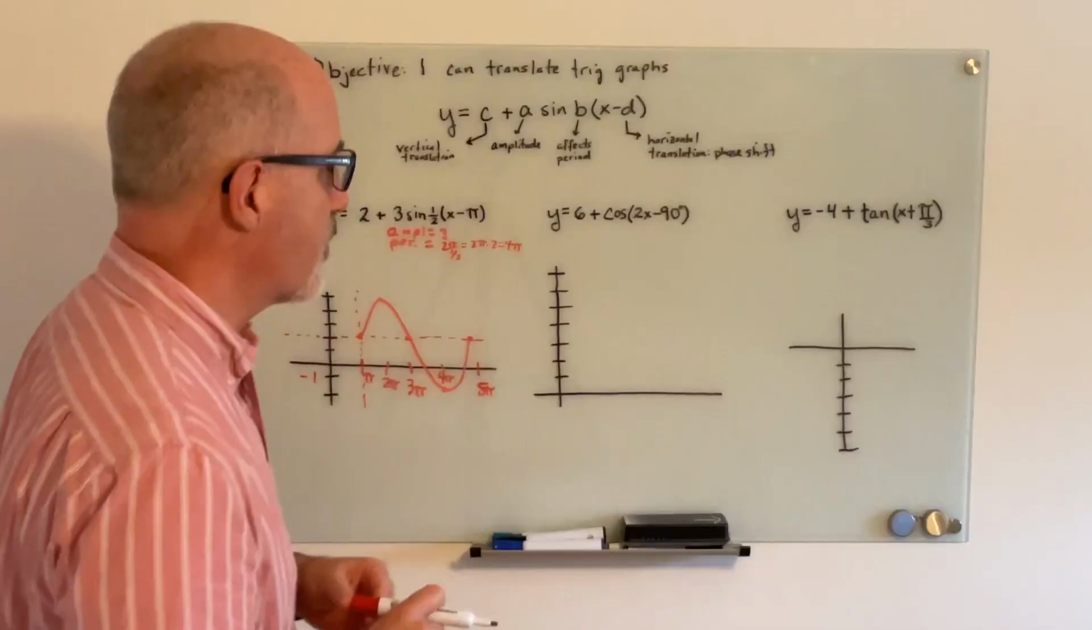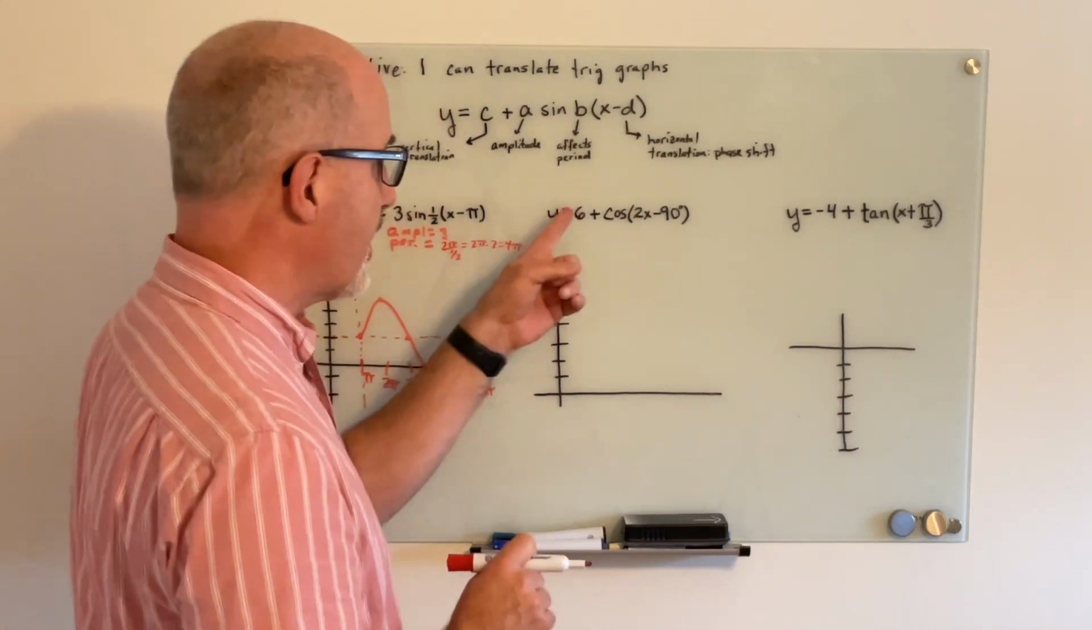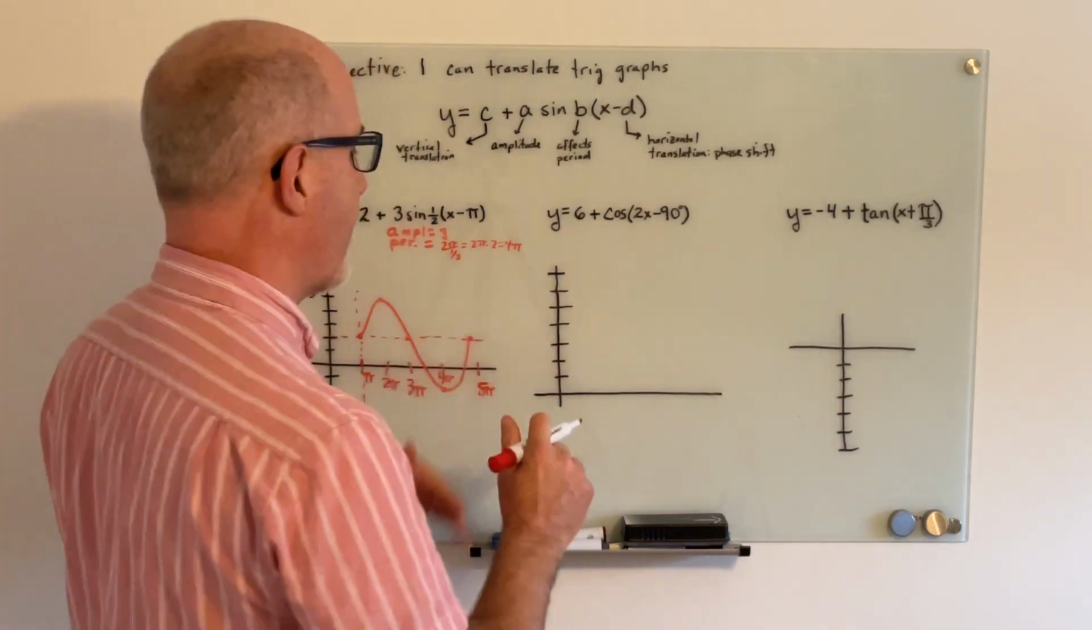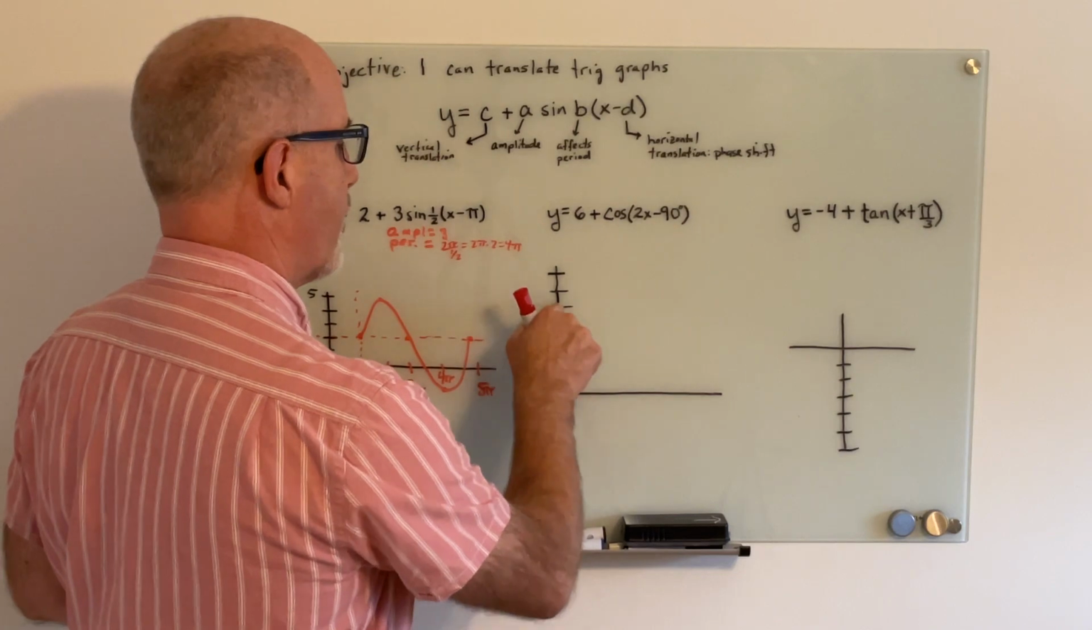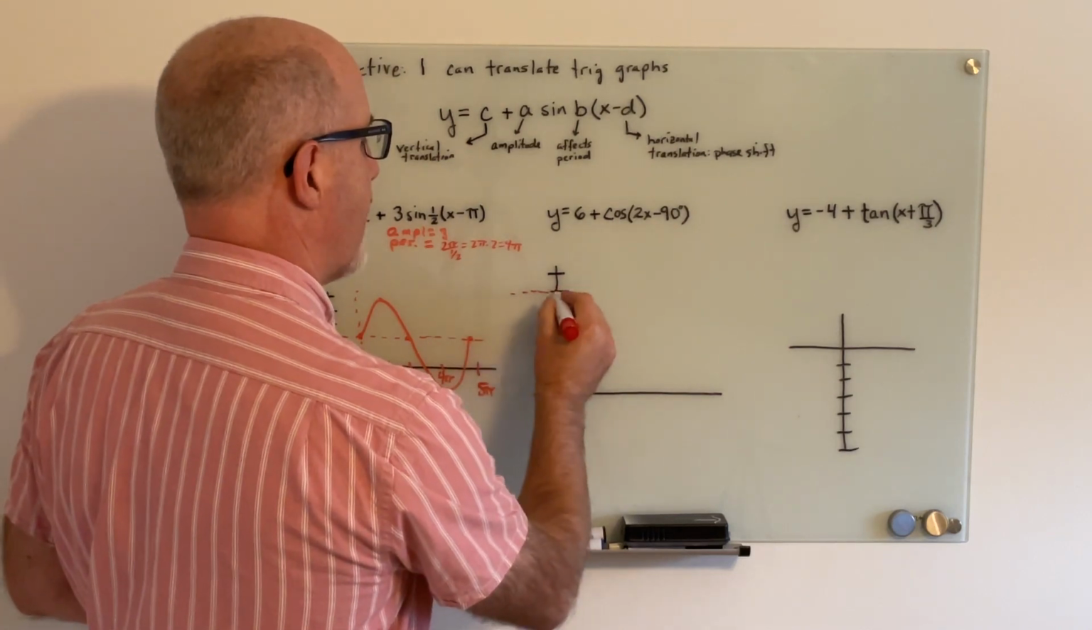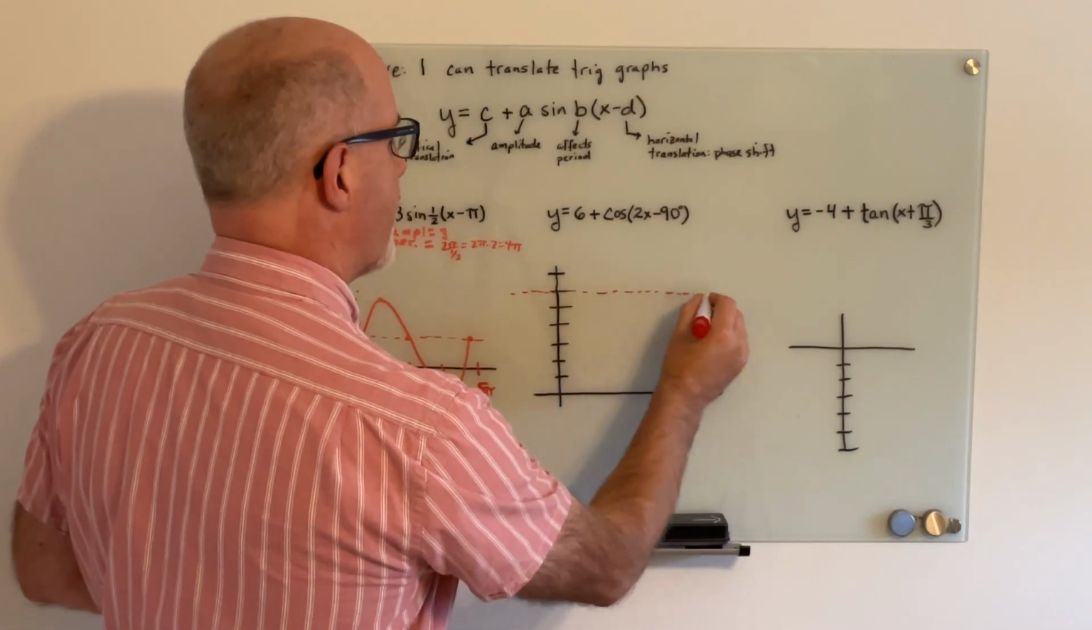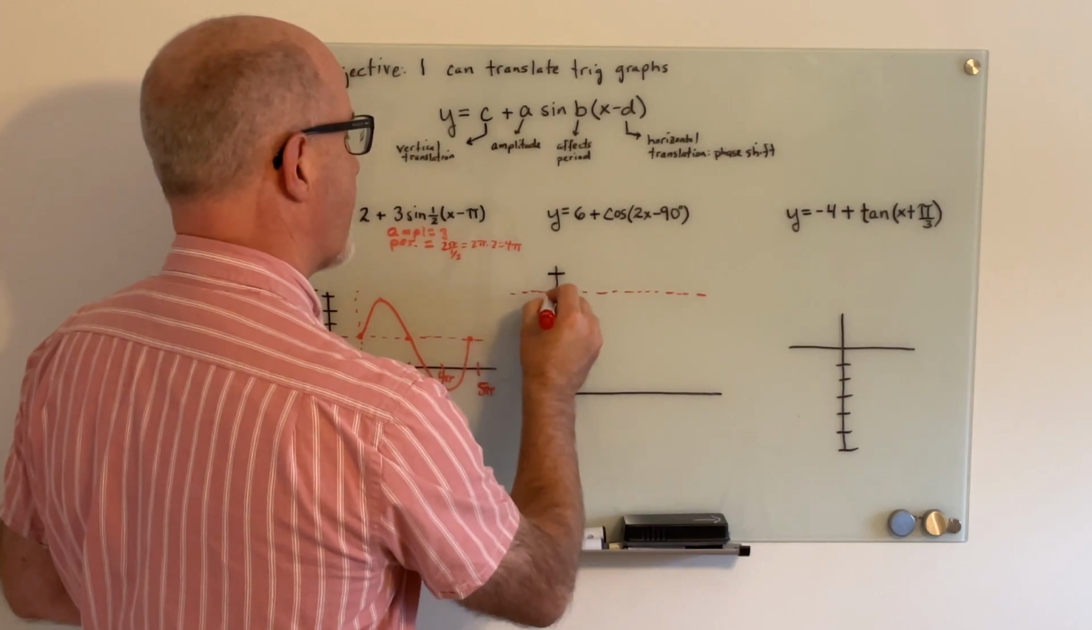All right, let's look at the cosine graph here. This 6 means I'm going to move the graph up 6 units: 1, 2, 3, 4, 5, 6. This is my new midline for the graph at 6.